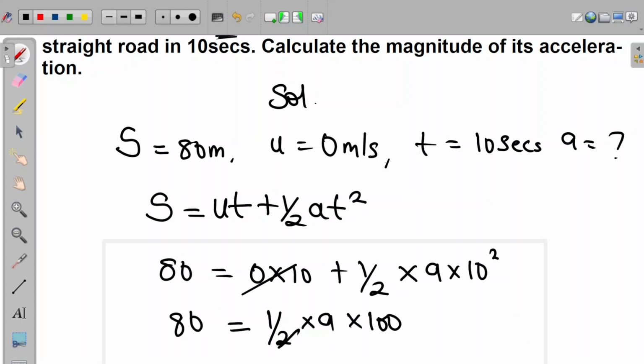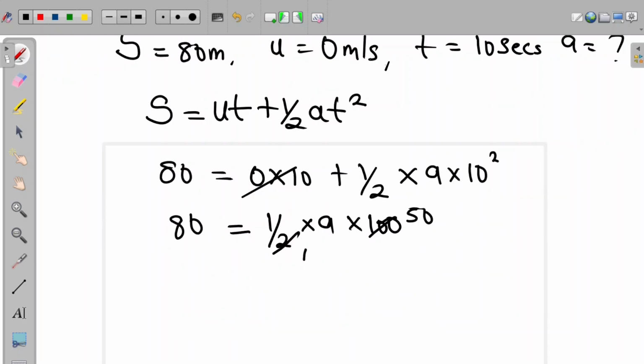So 2 cancels out itself, we have 1. 100 divided by 2, we have 50. So the equation reduces to 80 equal to 50a.